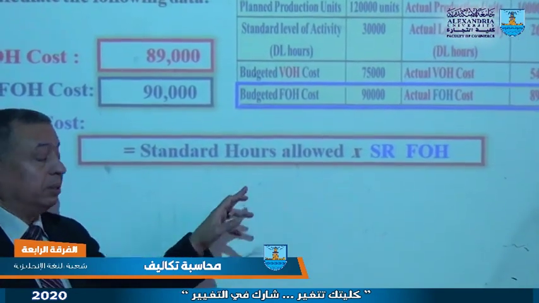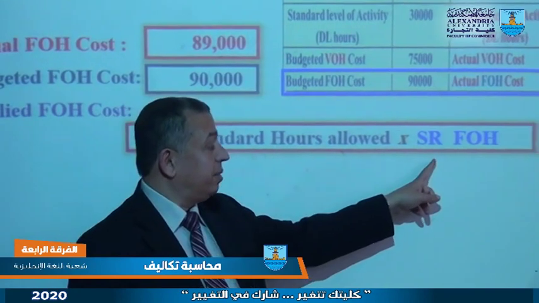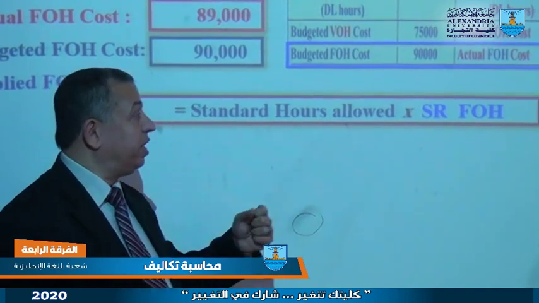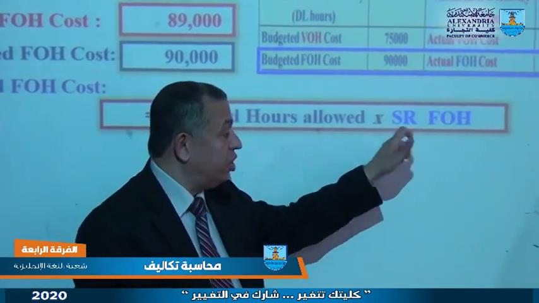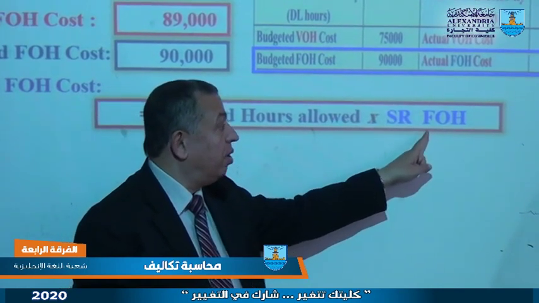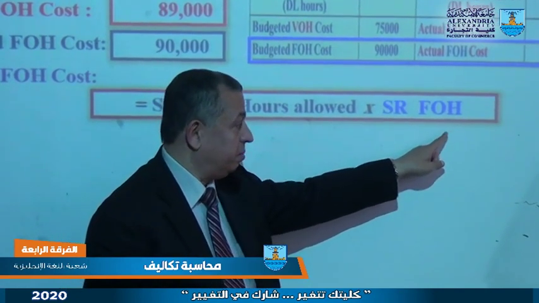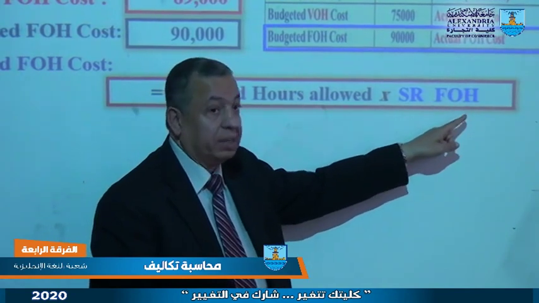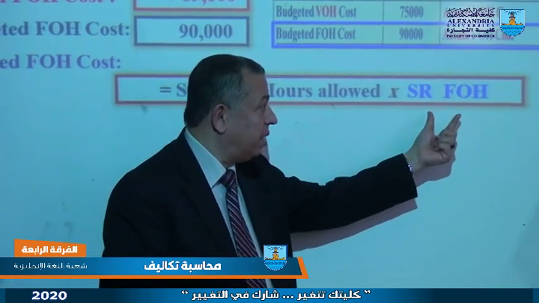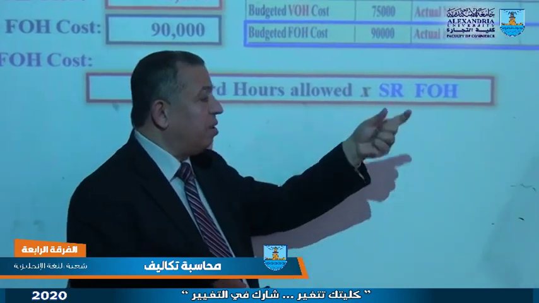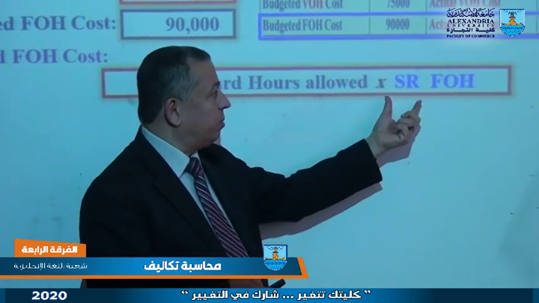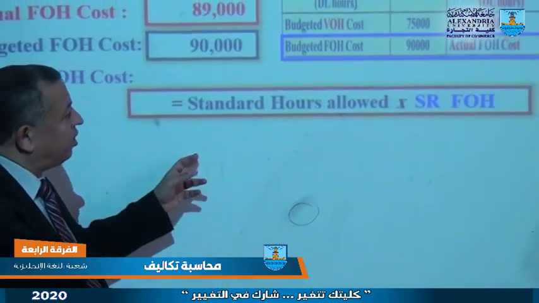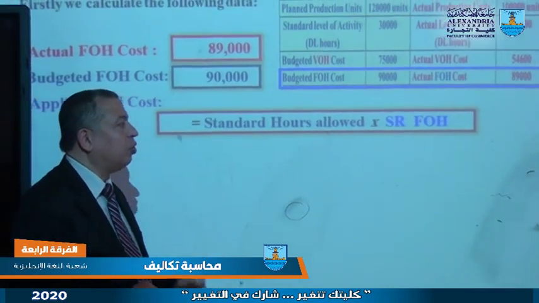Standard hours allowed times what? Standard rate. In the previous lecture, if you remember, the same equation. I used the same equation, but instead of standard rate for fixed, I used standard rate for variable overhead. But today I speak of F here, the abbreviation for fixed overhead, okay? I need standard rate for fixed. So I have a standard rate for labor, a standard rate for variable overhead, and today I speak about standard rate for fixed overhead, okay? How to calculate standard hours allowed? And then how to calculate standard rate?